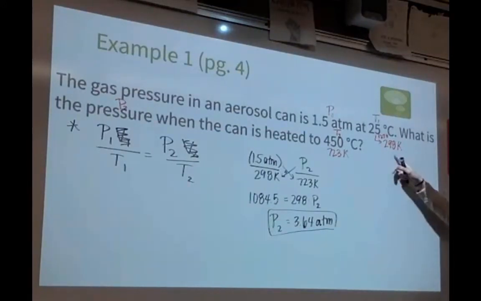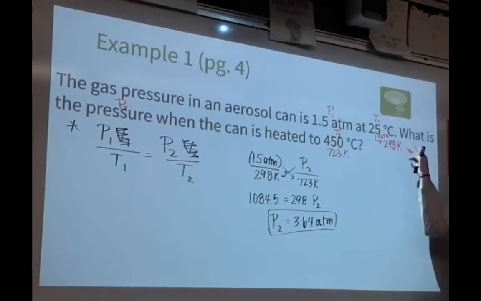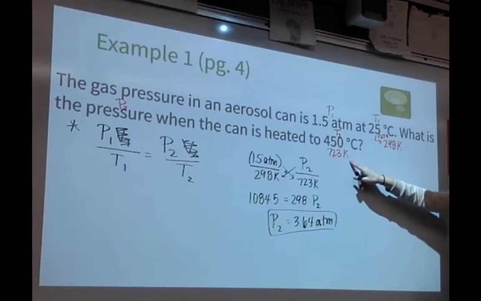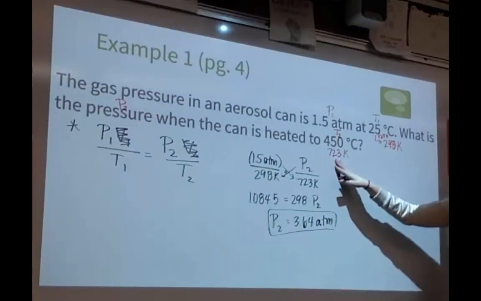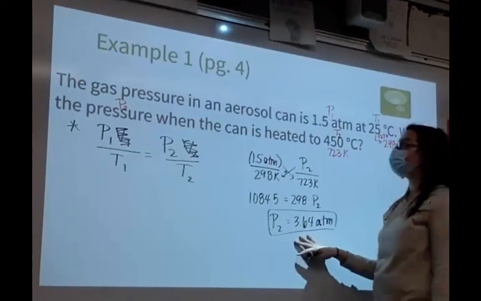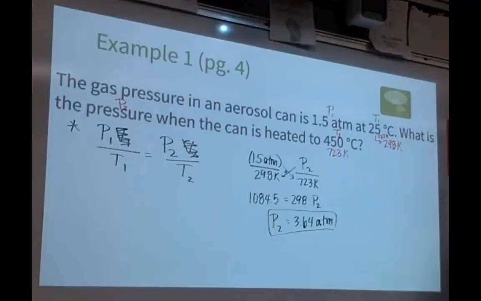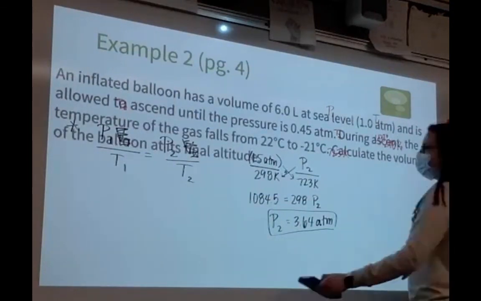Right? And it went up a little more than twice, like a little more than doubled in terms of the absolute temperature, from about 300 to just over 700. So it just more than doubled, and if you look at our pressure, it just more than doubled. Okay, so that's example 1. We have one more that we'll look at with example 2.